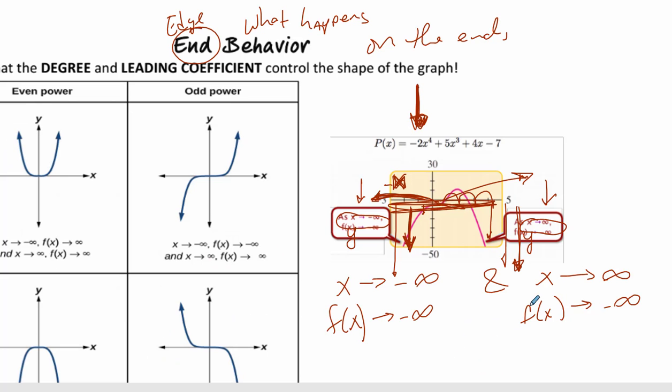So that's all end behavior is: just looking at the actual edges of the graph and seeing where they go. Do they go above or below the x-axis? If they go below, then it approaches negative infinity. If it goes above, then it's going to approach positive infinity.